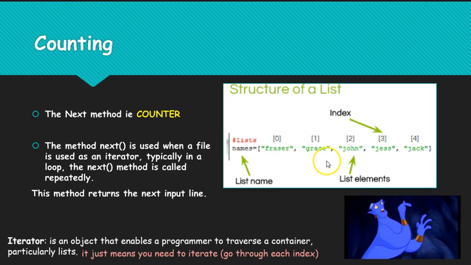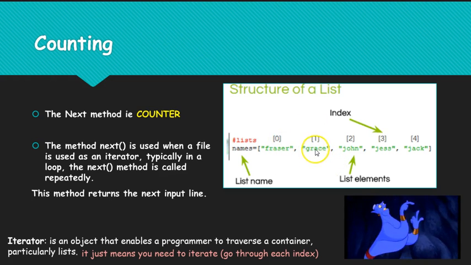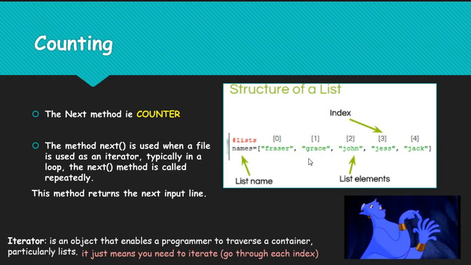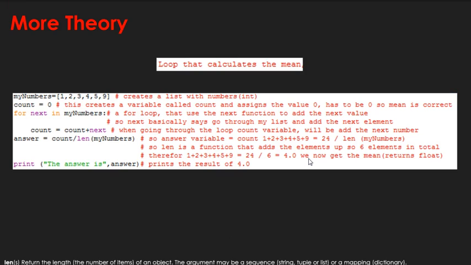Okay, so we're going to have a look at a little program that calculates the mean from a list. Okay, so here I've got an example program, and I've put some hashtags in there just to show you what each line is doing. So here we've got a list of 1, 2, 3, 4, 5, and 9. So we've got a list of numbers or integers.